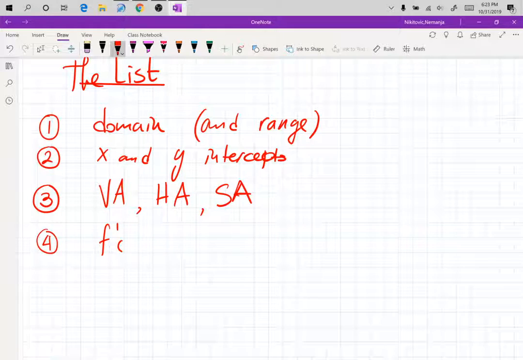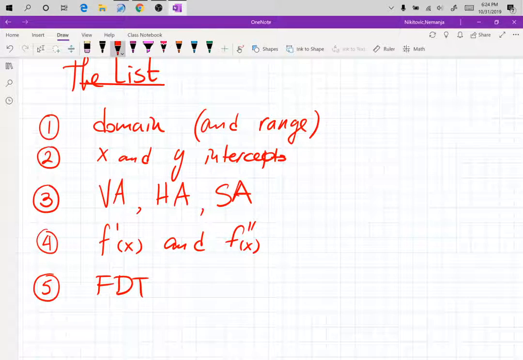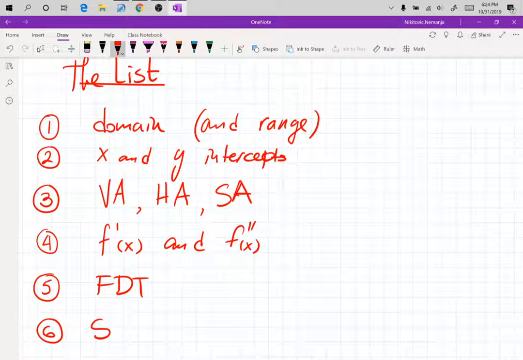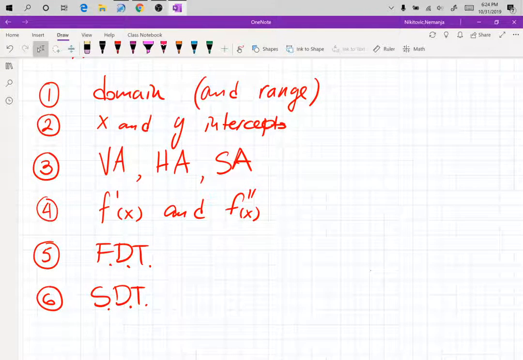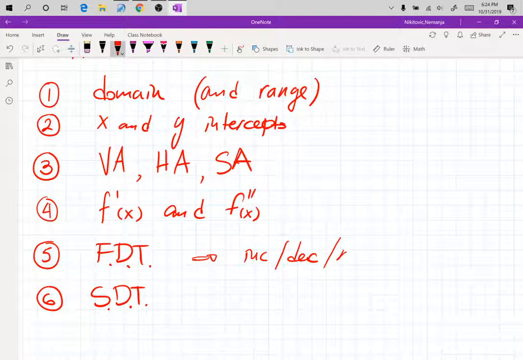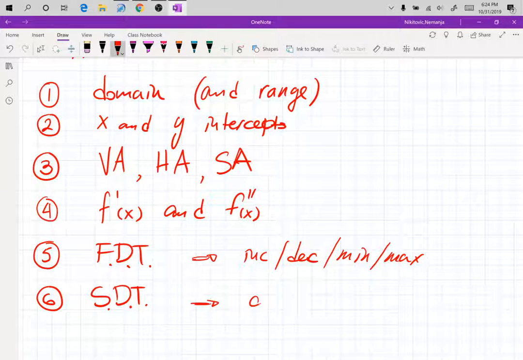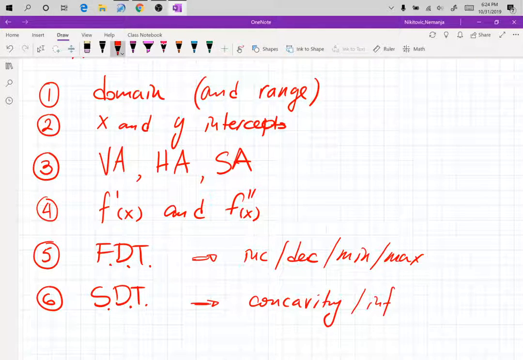Number 4, calculating first and second derivative, because you will need those for number 5, first derivative test, and then number 6, second derivative test. Now these tests are the ones that we covered last class. And for the first derivative test, you know that it will give you increase, decrease, min, max. And the second derivative test will give you concavity or inflection points.